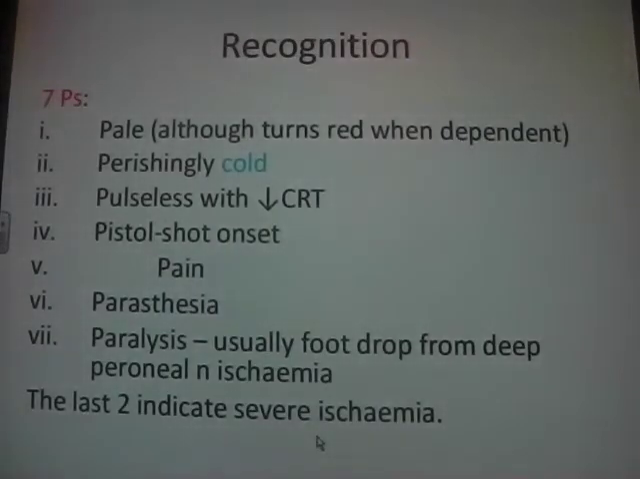And then the 7 Ps, which I'm sure you all know, but I always manage to forget one of them on every occasion. So it's pale, perishing cold, pulseless, reduced refill. Pistol shot onset is more for acute than anything else. Pain, paresthesia and paralysis. And the last two are the worst signs. So if you're not perfusing your limbs so well that you're getting nerve damage and paresthesia, it's likely that you've already got a problem that might be beyond repairing. And then paralysis.